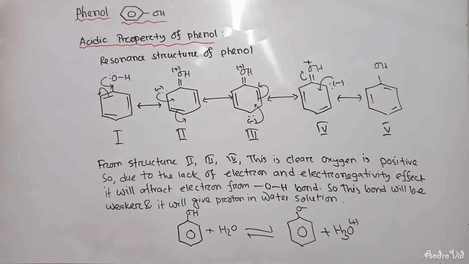So when you dissolve phenol in water solution, it will easily give a proton in this solution of water. Okay, something that can donate a proton in water solution is called acidic in nature. So as phenol, when it is dissolved in water, can easily donate a proton, I can say phenol also has acidic property.